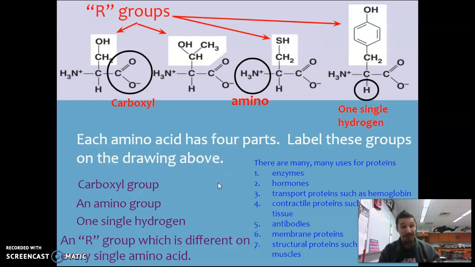And that's all I could fit on this slide. And that's all you need to really understand for proteins. But just know that they do so much more.